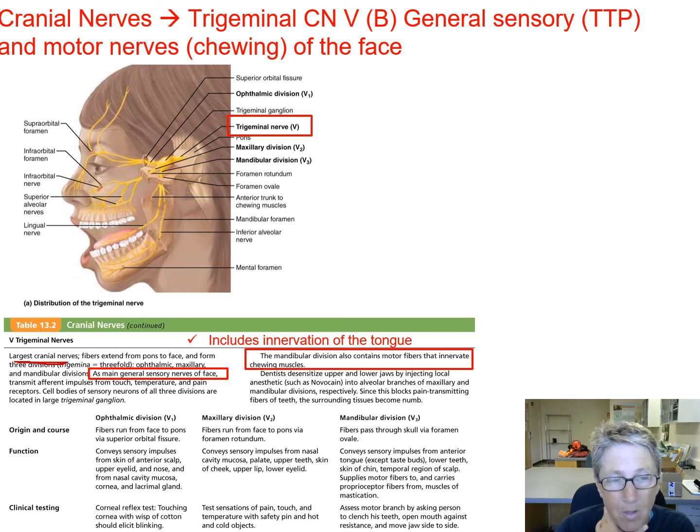And the fibers or the axons extend from the pons. So here's the pons. The fibers come out of the pons, form 3 divisions. We talked about that. We said touch, temperature, and pain, also pressure. And then the mandibular division of the trigeminal nerve also contains motor fibers that innervate your chewing muscles, so your masseter, for example.